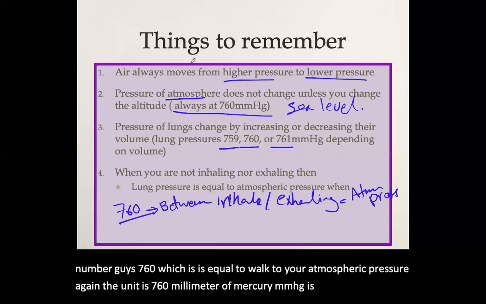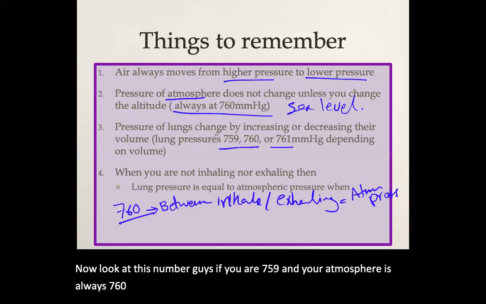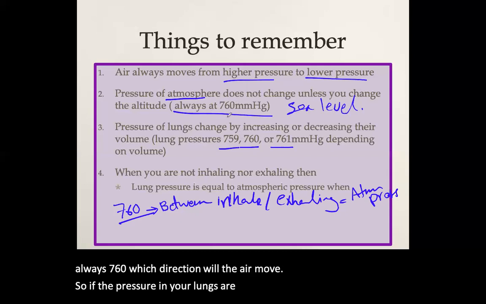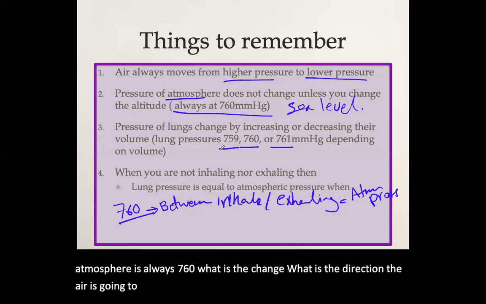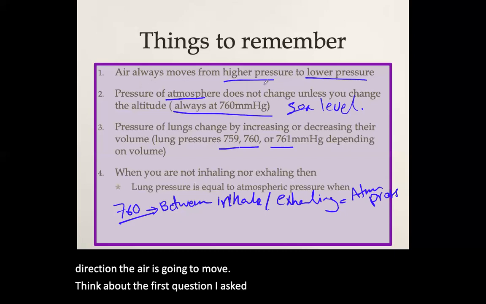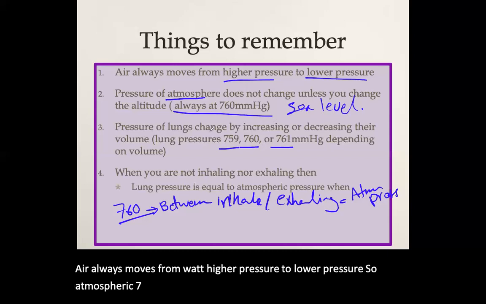Look at this number, guys. If you're at 759 and your atmosphere is always 760, which direction will the air move? If the pressure in your lungs is 759 and the pressure in your atmosphere is always 760, what is the direction the air is going to move? Think about the first question I asked you. Air always moves from what? Higher pressure to lower pressure. So the atmosphere is 760, your lungs are 759, which means the air is going to move in.